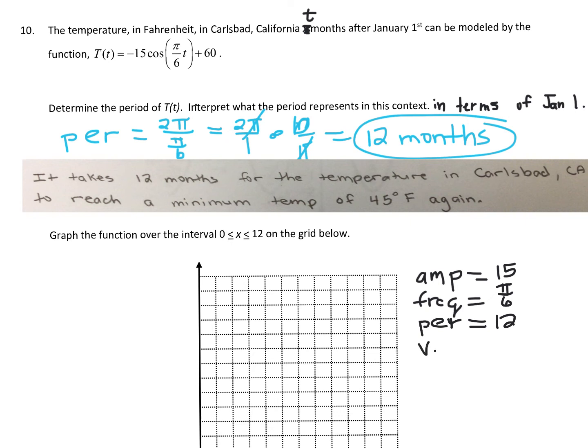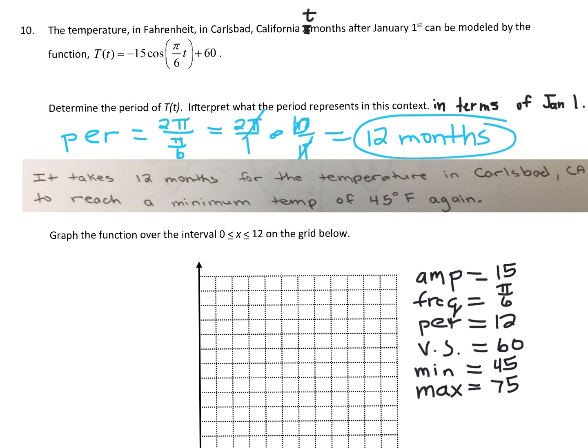Let's see, the vertical shift is this number right here at the end, which is 60. So our midline is going to be at y equals 60. What else do we want? Let's do the min and the max, so we know how high and how low we have to go on the graph. So the minimum, we already talked about that too, is equal to the vertical shift minus the amp. So 60 minus 15 is 45. And the maximum is equal to the vertical shift plus the amp. So 60 plus 15, which is 75.